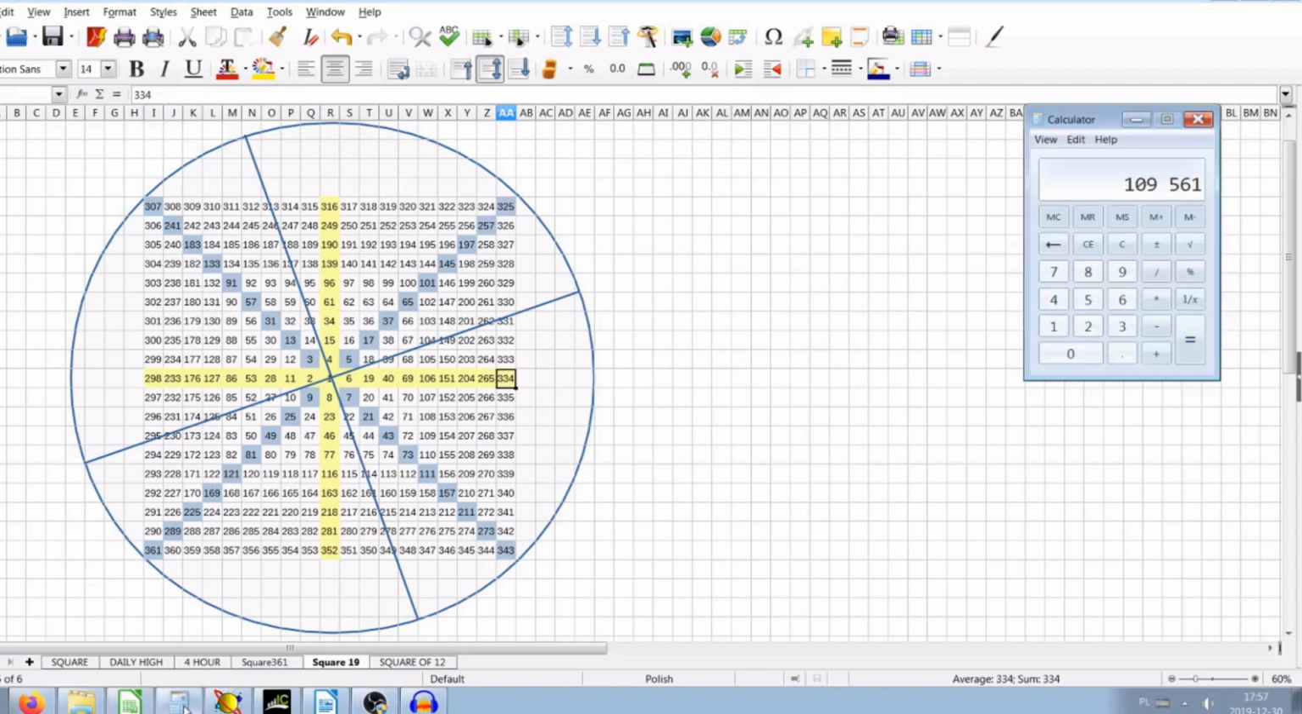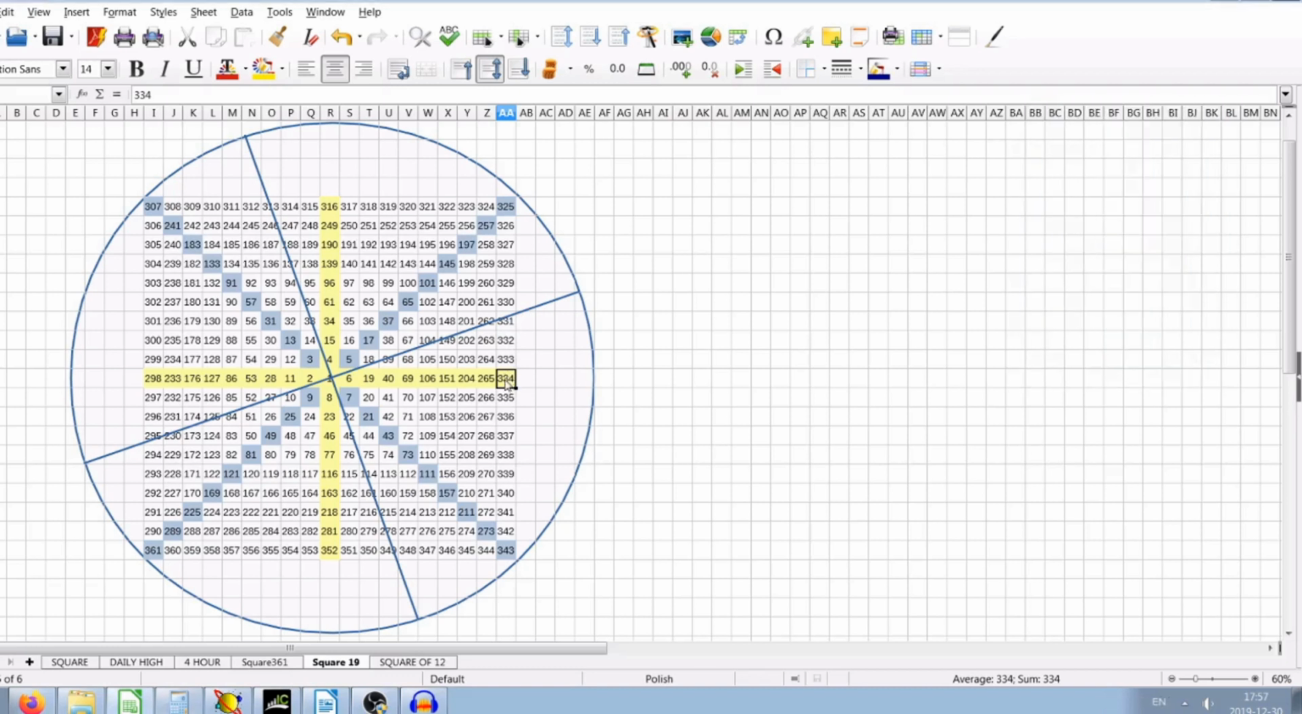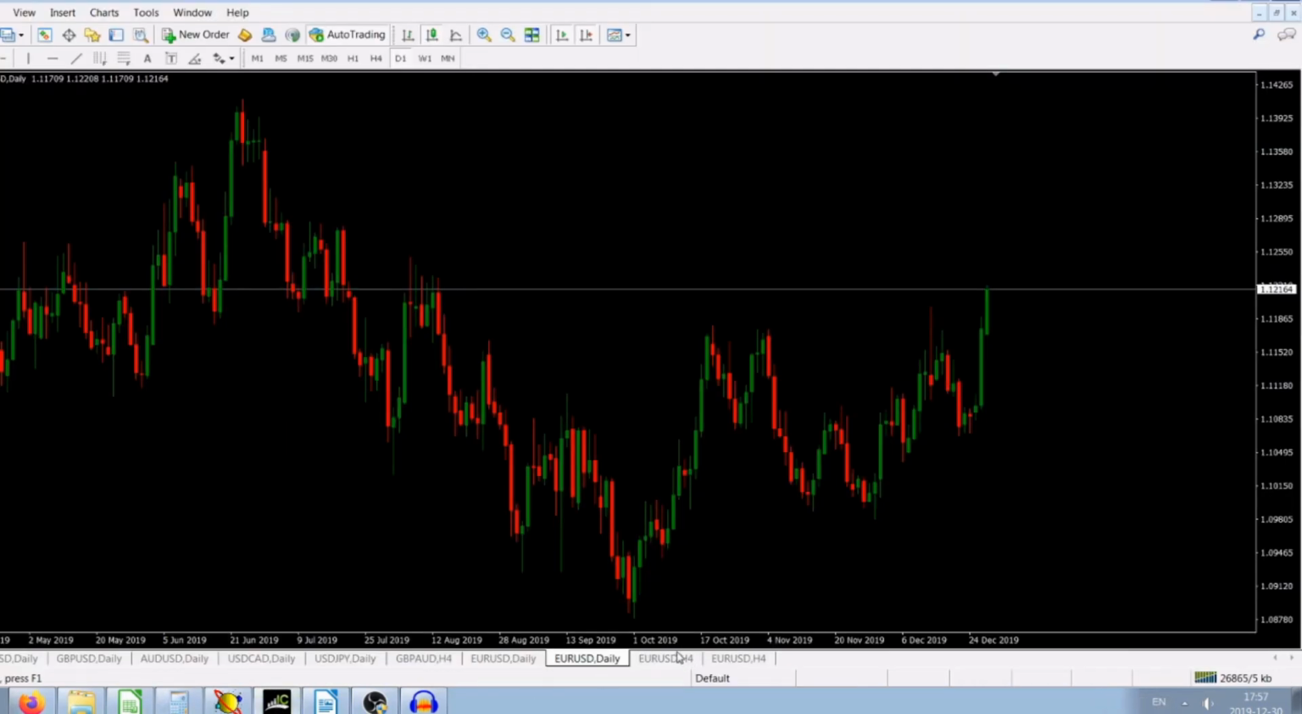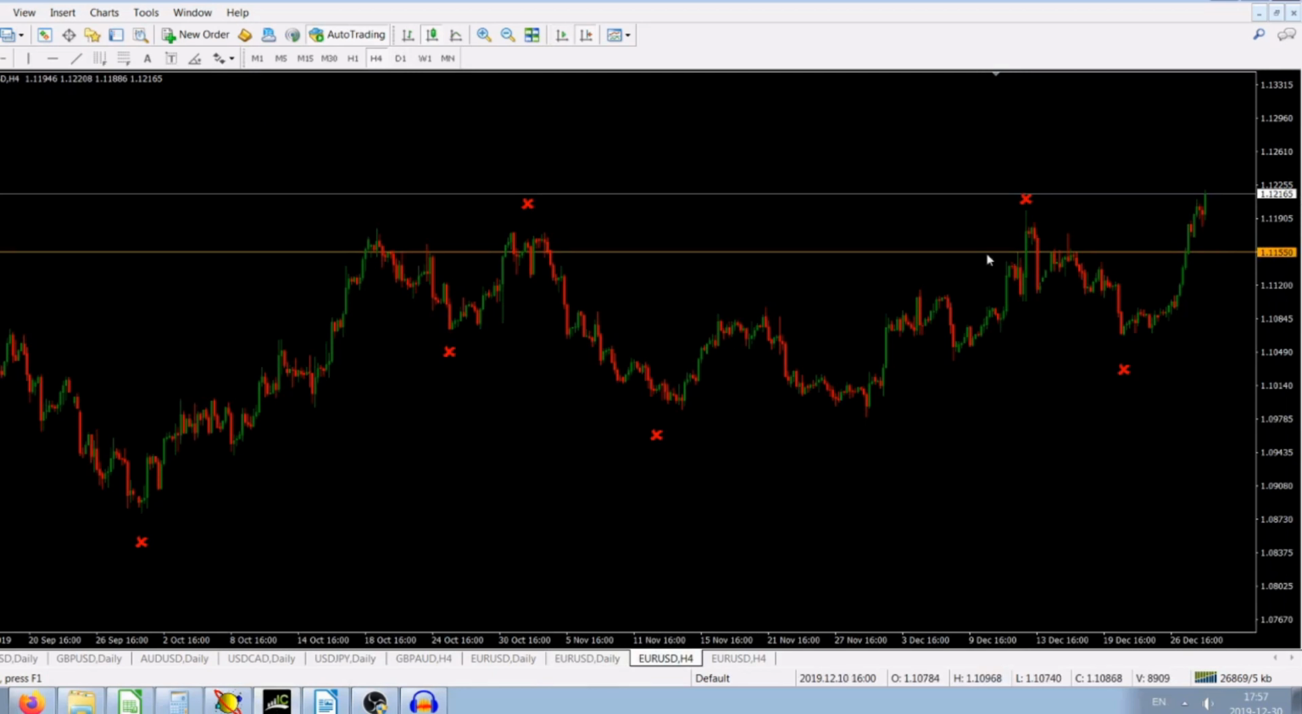Let's have a look at what 334 squared is. It is, my friend, 111.55. Look, the price here was the bottom. The price rose up to here. The square root of the price stopped over here, which is 111.55. Now I'll show you on the screen. That's the yellow line. Look how the price behaved over here.